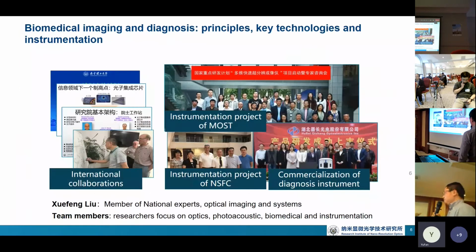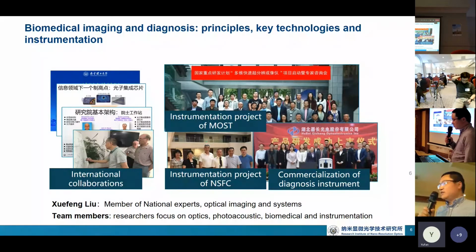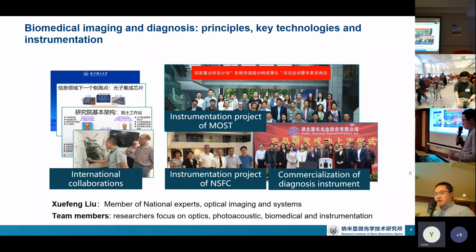For the research of this group, we are mainly supported by the Ministry of Science and Technology and the Natural Science Foundation of China. Also, we are supported by our international collaborators, especially Glasgow. The team is led by Professor Xuefeng Liu, a member of national experts. We have team members focused on optics, photoacoustic, biomedical, and instrumentation. Of course, since we are doing instrumentation, we are also doing commercialization of our instruments.